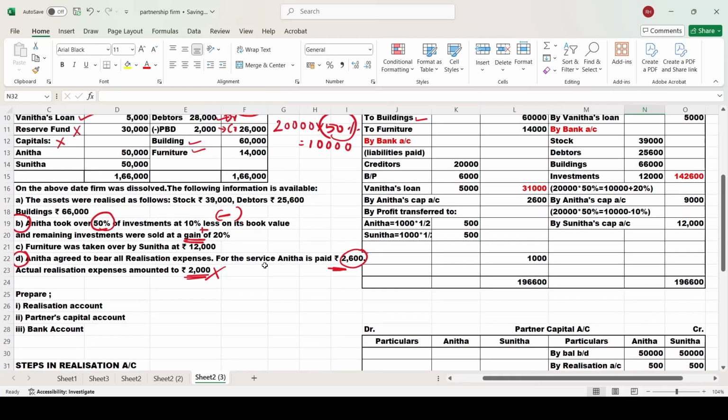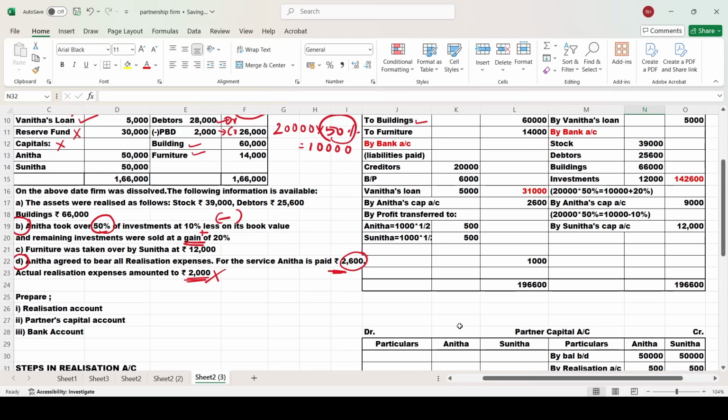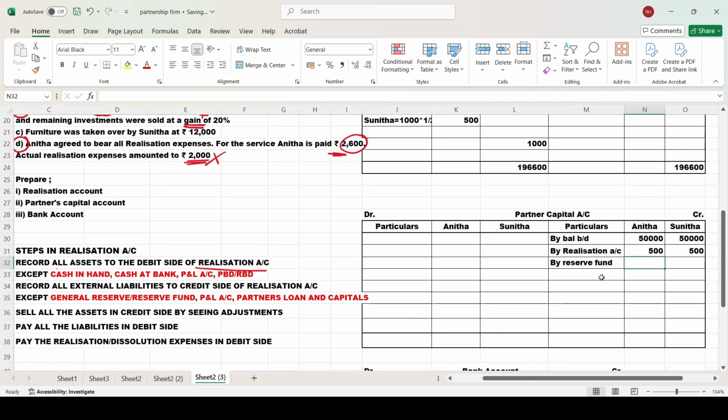So reserve fund is how much? It is 30,000. Again, it should be divided in 1:1 ratio. That is 30,000. We'll just take it as 1:1. If we divide it in the 1:1 ratio, it will be 15,000 and 15,000.